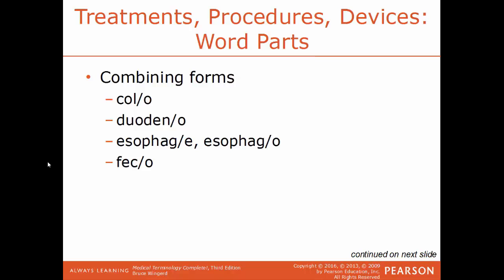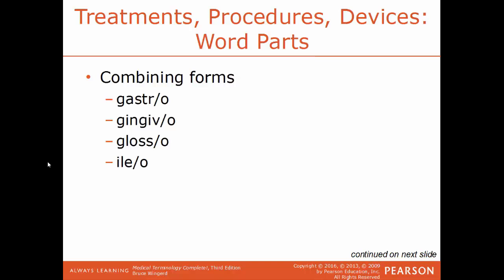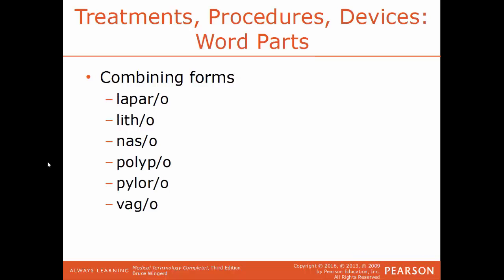And feco is a reference to feces. Gastro is a reference to the stomach. Gingivo is a reference to the gums. Glosso is a reference to the tongue. And ilio is a reference to the ileum, the very last part of the small intestine. Laparo is a reference to the abdomen or the abdominal wall. Litho is a reference to stone. Naso is a reference to the nose. Polypo is a reference to having polyps. Pyloro is a reference to the pylorus or the pyloric sphincter. And vago is a reference to the vagus nerve.